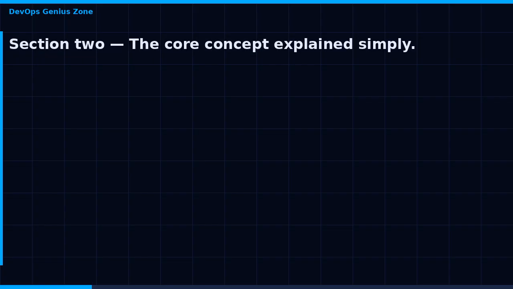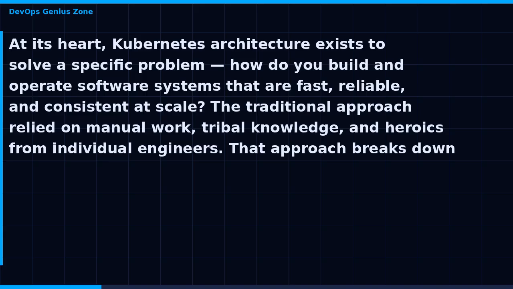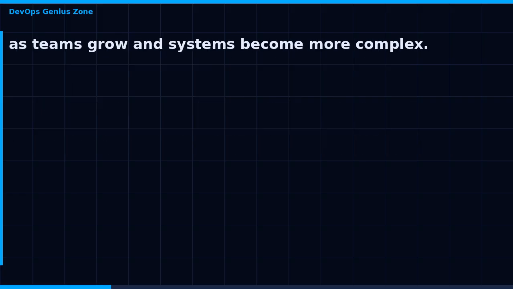Section 2: The core concept explained simply. At its heart, Kubernetes architecture exists to solve a specific problem: how do you build and operate software systems that are fast, reliable, and consistent at scale? The traditional approach relied on manual work, tribal knowledge, and heroics from individual engineers. That approach breaks down as teams grow and systems become more complex.